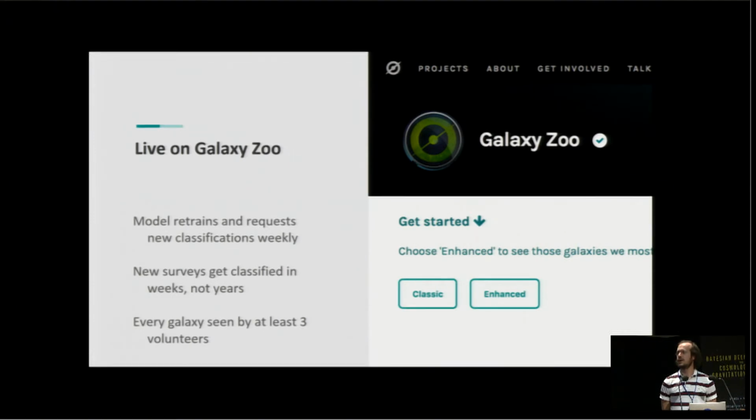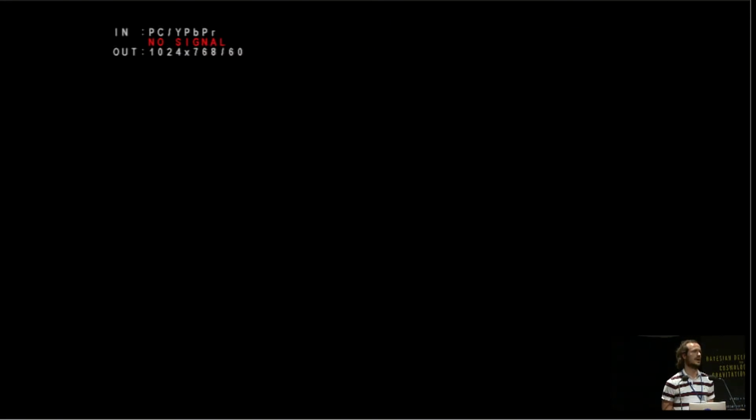So I hope that this will be useful for galaxy astronomers, and I think that it's generalizable enough to perhaps help you guys in your research as well. Thanks very much.